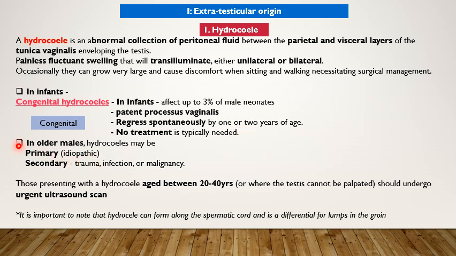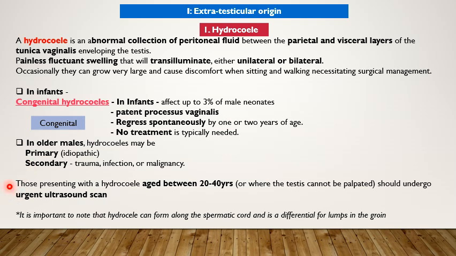In older patients, hydroceles may be primary or secondary. Primary means idiopathic, you don't know what the cause is, whereas secondary is usually due to three main causes: trauma, infection, and malignancy. These are the three secondary causes of hydrocele in adult patients.